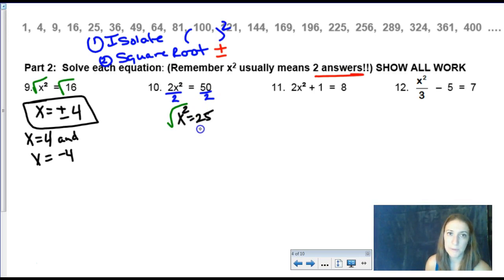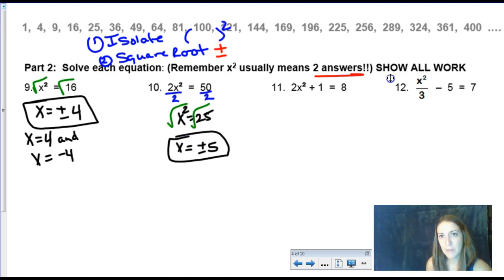Now I could square root both sides. I get x equals both positive and negative 5. Again, you can separate them if you like. So this time, we have to do a couple of steps to isolate that x.